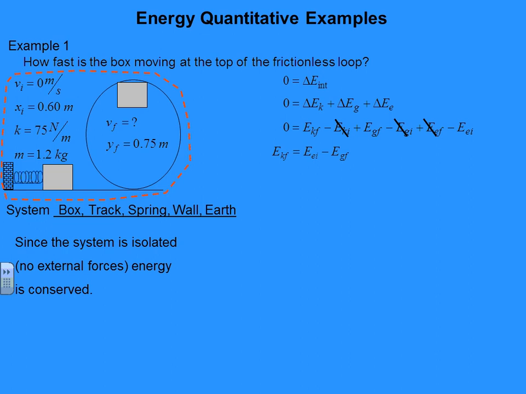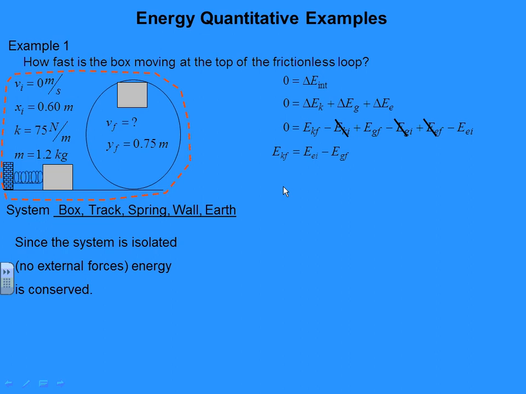So it's almost as if we are going to do bar graphs and flow diagrams, but kind of in our head. We're starting out, all of the energy is elastic initially. When it gets to the top of the loop, now some of the energy is stored as gravitational, and if you subtract that off, whatever's left over must be kinetic. So hopefully this equation makes sense.